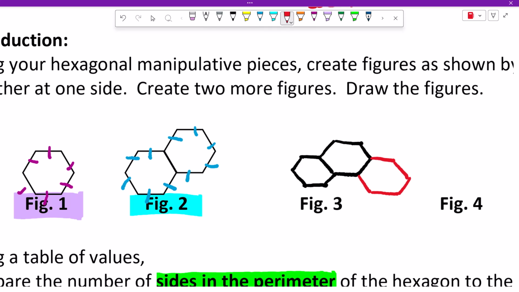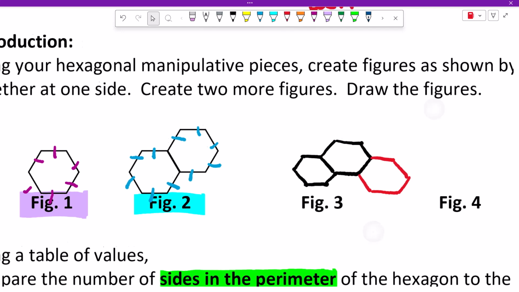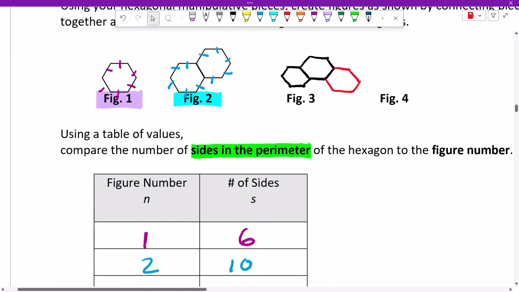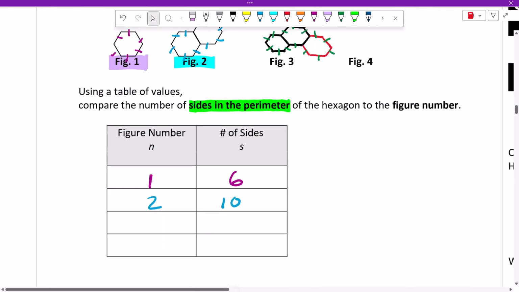What is your perimeter for figure 3? How many sides are there? How many do you have? On the outside, 14. You got it right. There's 14 of them. Right? 1, 2, 3, 4, 5, 6, 7, 8, 9, 10, 11, 12, 13, 14. So figure 3 has 14.